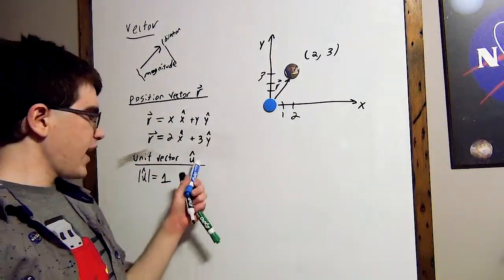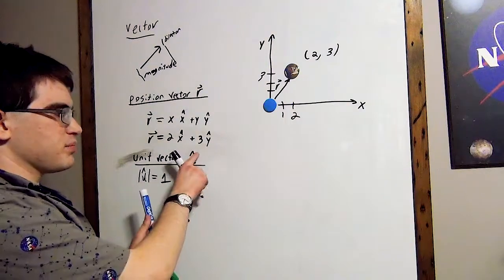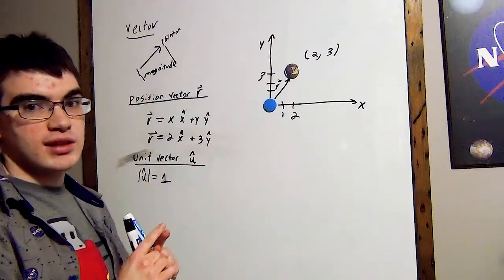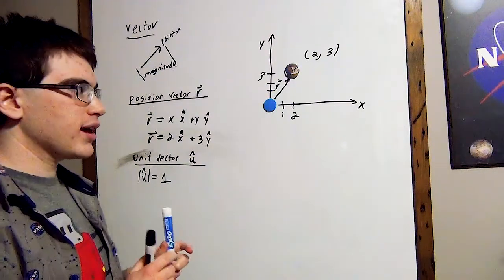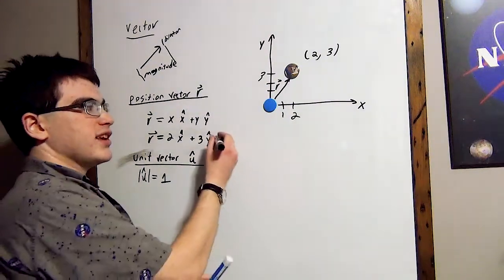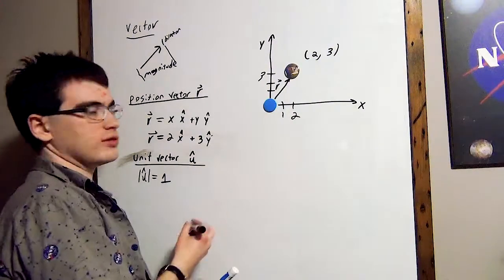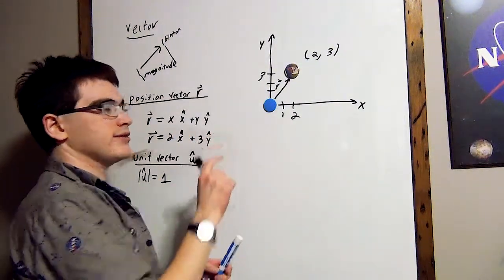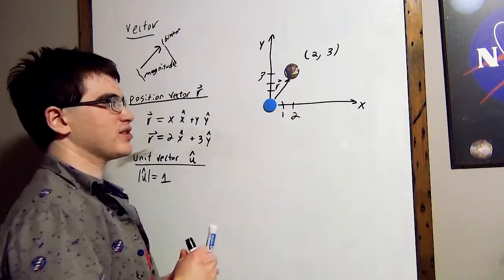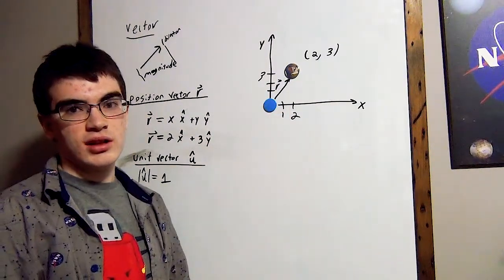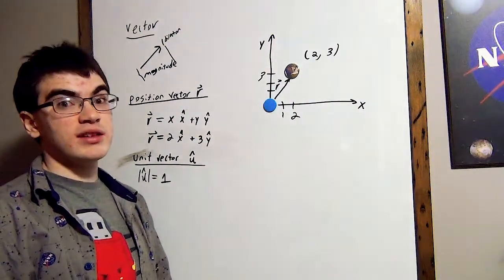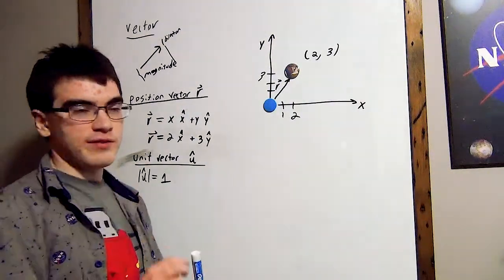We use this hat, this pointy thing above the letter, to mean unit, which might make you think, wait, we see that over here in our position vector. There's a hat over the x and a hat over the y, which I told you represents the x direction and y direction. Are x hat and y hat also vectors? They are. They're unit vectors.